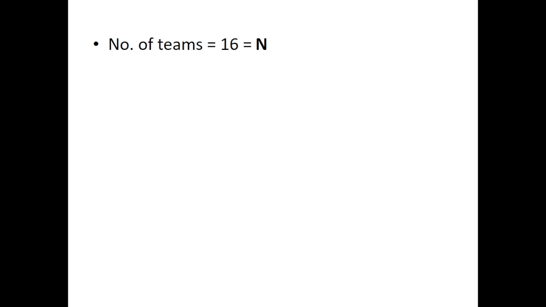First is number of teams equals 16. As per the question, we have taken 16 teams and it is denoted by n. Second is the number of matches. As per the knockout fixture format, this is the formula that you need to use: n minus 1. So 16 minus 1 will be 15. So 15 matches will be played by the teams in the knockout fixture.